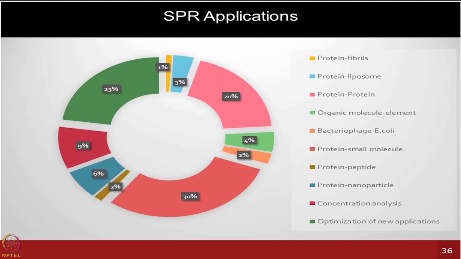And one interesting experiment came when somebody wanted to print bacteriophage virus on the chip and test with E. coli whether those binding can be seen or not. So you can have all kinds of thoughts on what you want to measure on the SPR, and of course popular ones include protein, peptides, nanoparticles, concentration analysis, an assay we newly developed, and optimization of many new applications. So that's the ongoing thing. We always want to see what more we can obtain from these instrument platforms.